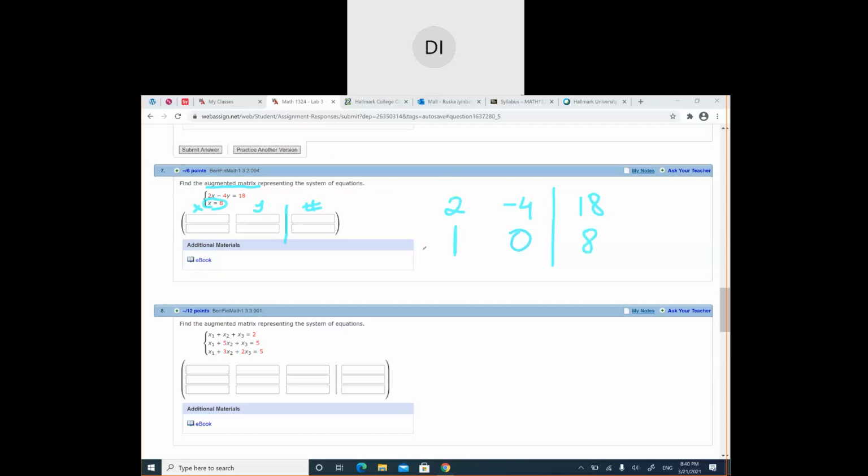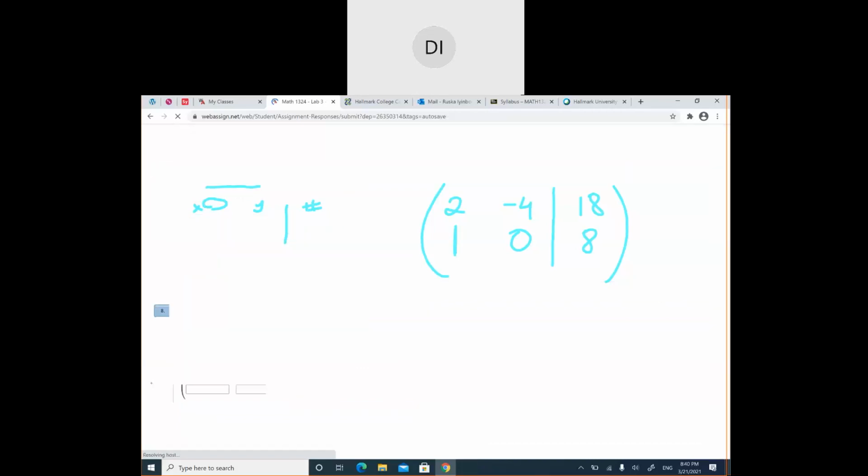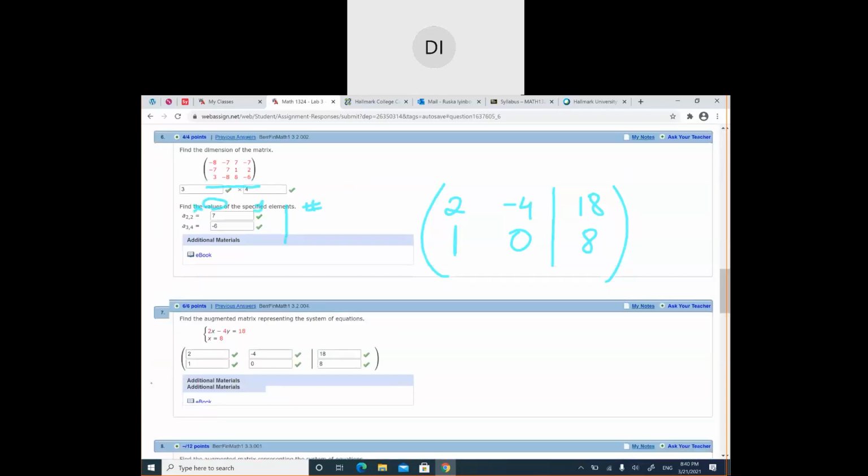So this is how you're going to transfer your system of equations to an augmented matrix. You're just going to put the numbers there. So the numbers are going to be 2, -4, and 18. You just go row by row, equation by equation, and put it in the system. And then you're going to have an invisible 1 in front of x. There is no y in the second equation. That's why I put 0. And it's going to be equal to 8. And that's how you do this one.